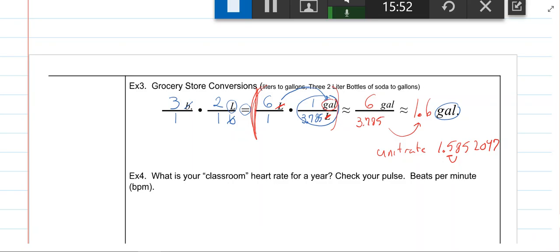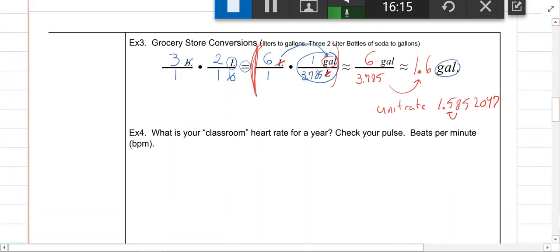Example 4, what is your classroom heart rate for a year? Check your pulse. Beats per minute. Let's go ahead and do this one, and I think that we will skip down after example 4 down to the examples of the odds, and then we'll get going from there. All right, example 4, what is your classroom heart rate for a year? So we can't say classroom, it is in quotes, but we can say your house. Your house heart rate for a year.